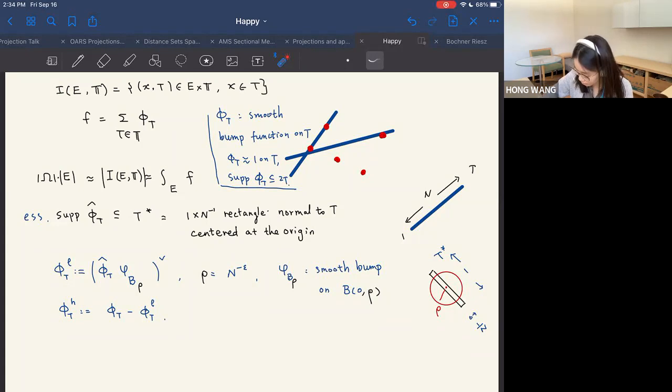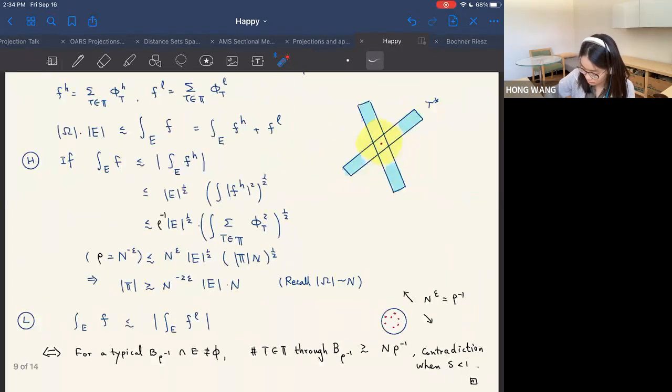In the high frequency part, for each omega, the number of those T stars that pass through omega is bounded by n to the epsilon. So on the high frequency part, those T stars will not intersect too much. And in the low frequency part, they intersect a lot, but we'll prove it in a different way.